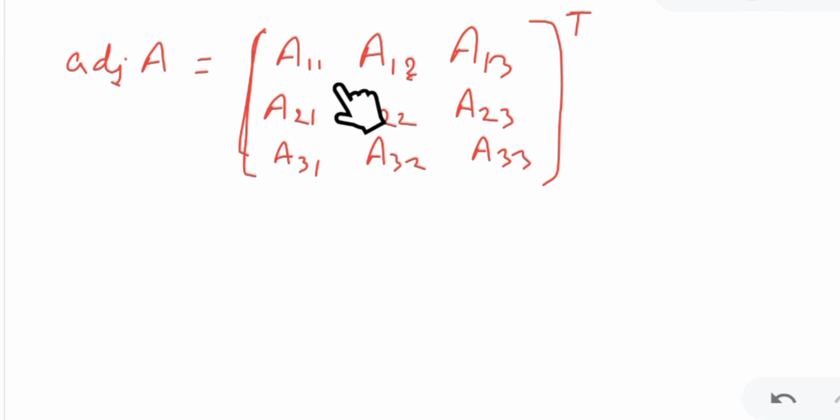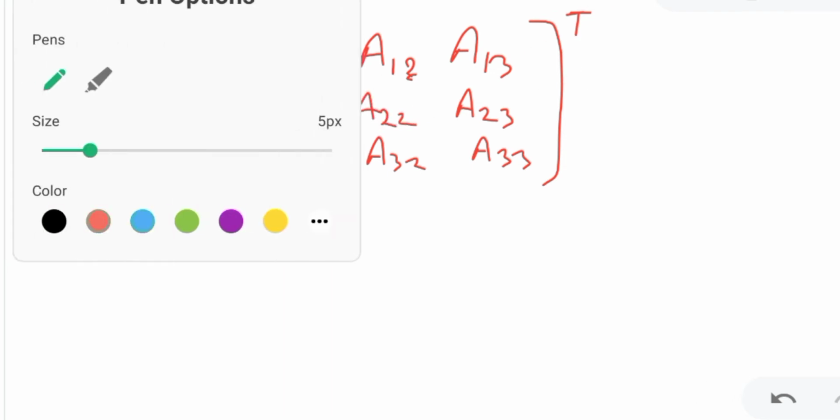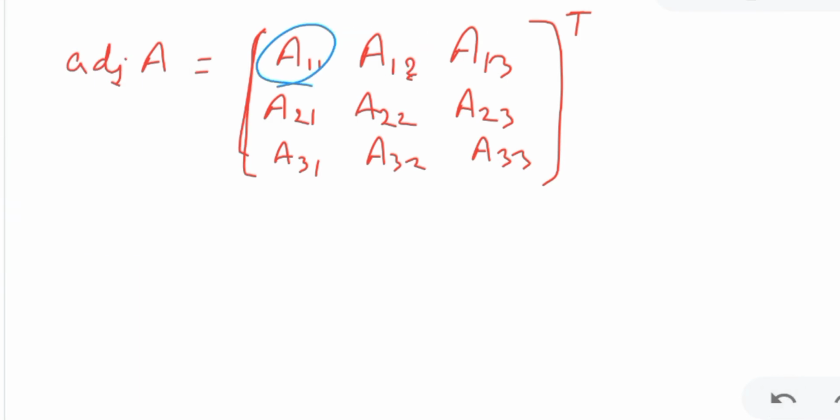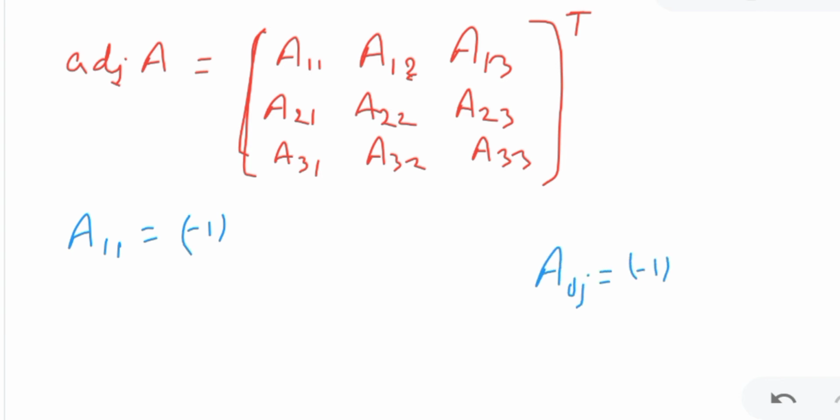So first we'll find each element, like A11, A22. A11 means the cofactor with respect to element A11. So what is the cofactor? If you are finding it for Aij, then you do minus 1 to the power i plus j, times the minor of Aij. In the same way I will do it. Here for A11 it is minus 1 to the power 1 plus 1.